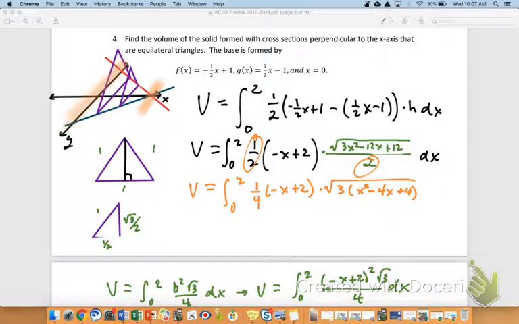And so then do you see how we could separate the two factors in the radicand? So it'd be integral from 0 to 2 of 1/4 negative x plus 2 times root 3 times the square root of x squared minus 4x plus 4, and isn't that x minus 2 squared?